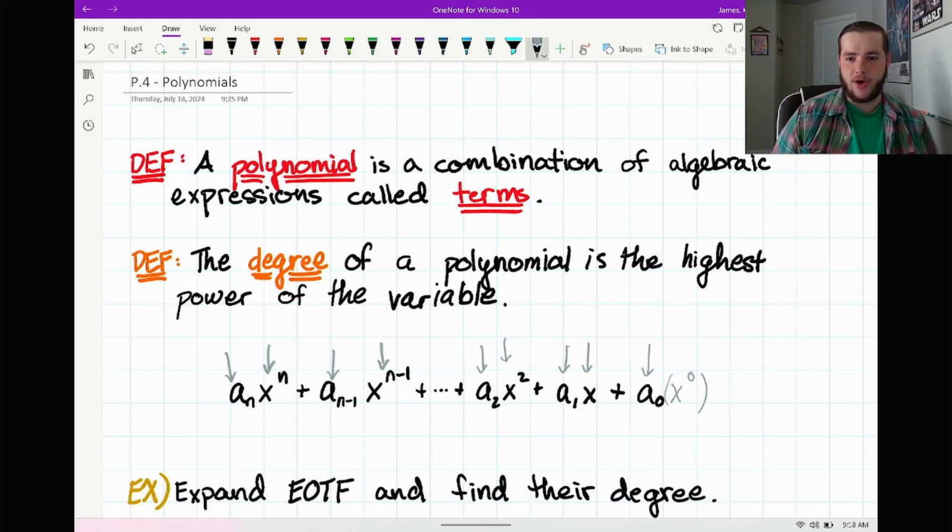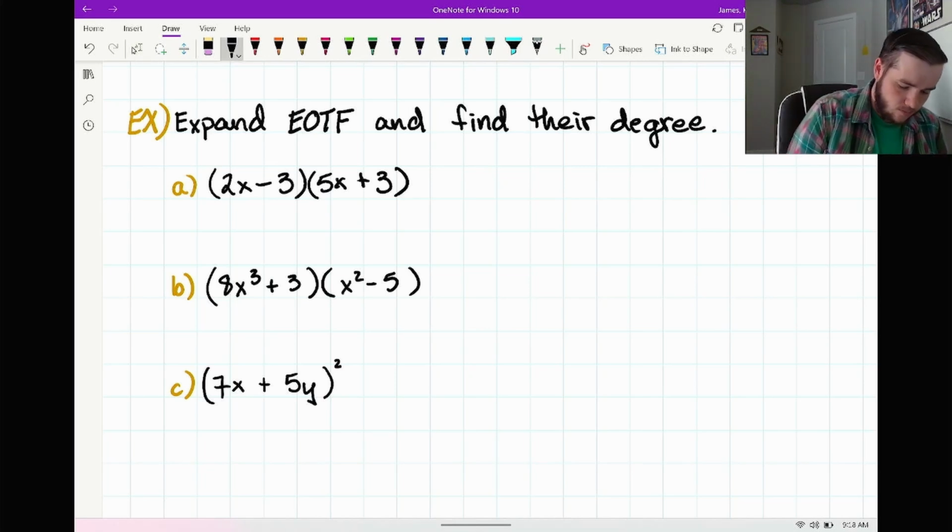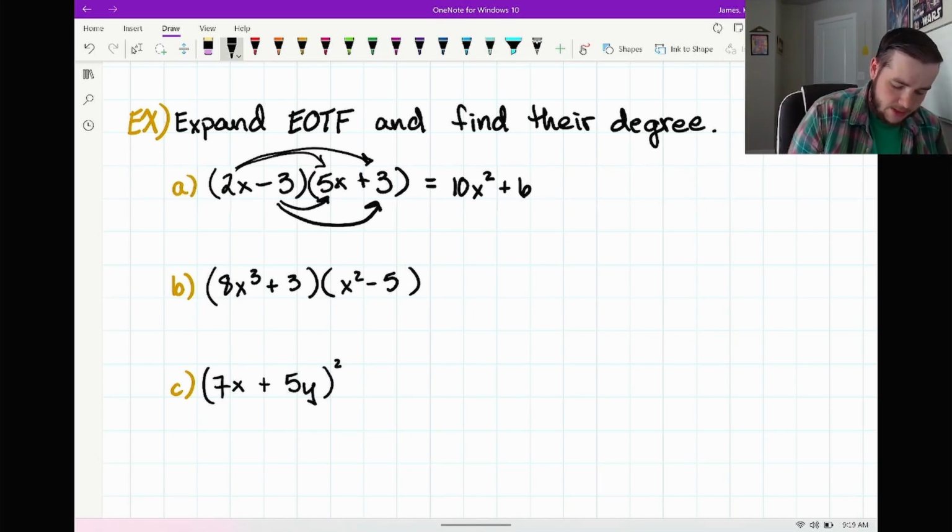So, just to get some practice, let's expand each of the following and find their degree. In the first one, and by the way, if this FOILing process is still a little bit shaky for you, don't worry too much. We're going to come back to it in more detail later. I can FOIL, remember FOIL stands for first, outside, inside, last, these guys out, to get 10x squared plus 6x minus 15x minus 9.